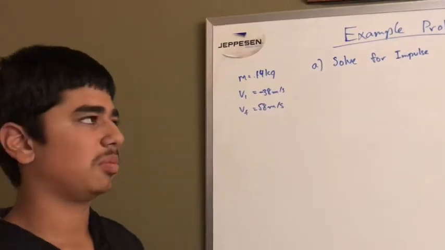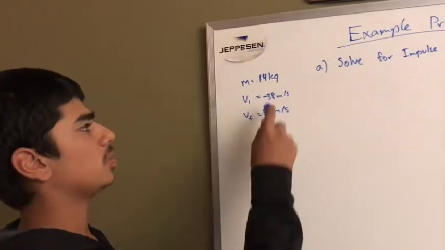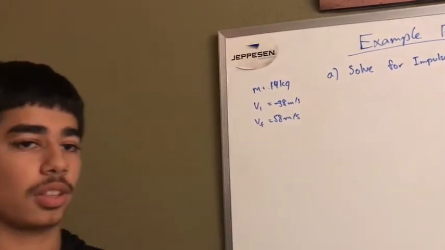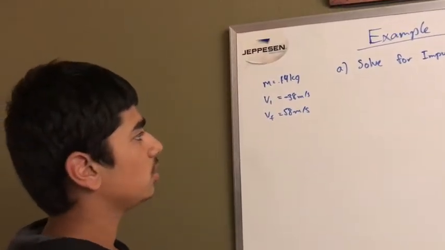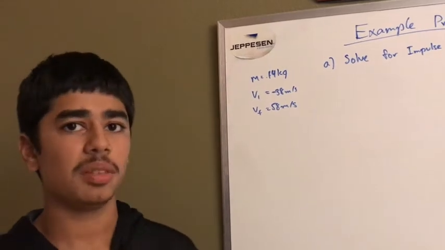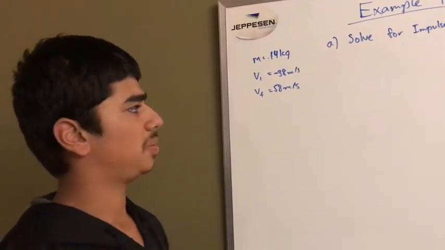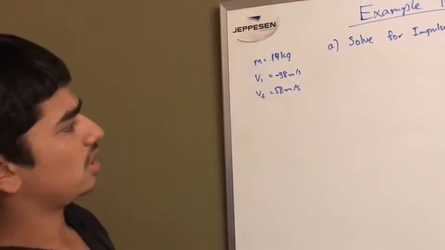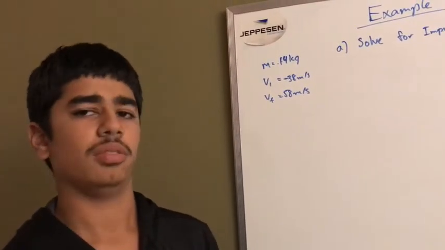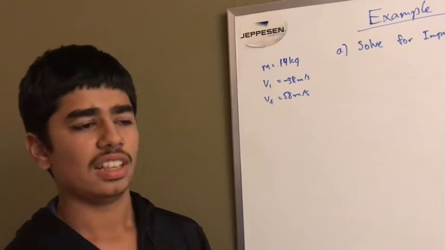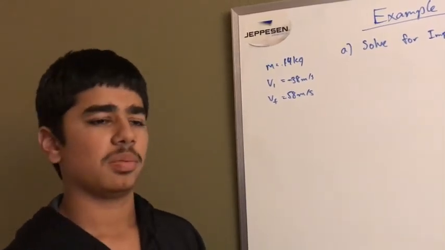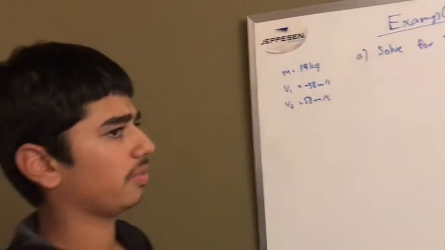Okay, so let's try an example problem now. Here we have a problem with a baseball of 0.14 kilograms mass being thrown at a batter. The ball is thrown with an initial velocity of negative 38 meters per second, and when it's hit the final velocity is 58 meters per second. The reason the initial velocity is negative is because we're taking the direction in which the ball goes outwards from the batter as positive. So initial velocity is negative.